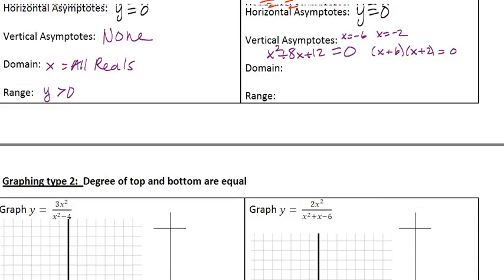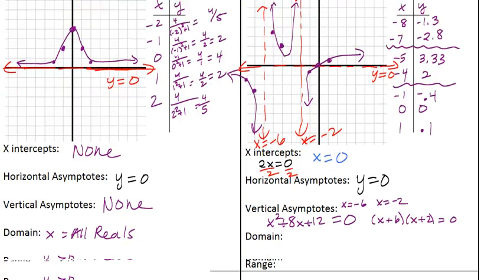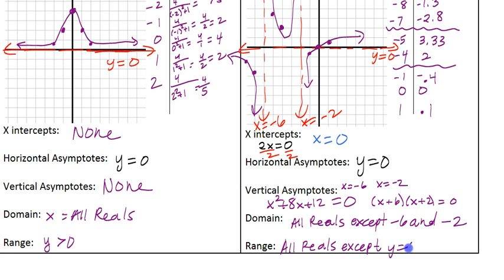Oh, I forgot domain and range. Domain: I have all reals except -6 and -2, because that's where my 2 asymptotes are. And then my range is all reals. Now, again, it might be all reals except y equals 0, but that is a work in progress right now. So again, I'll get back to you on that one. All right, flip to the back side.